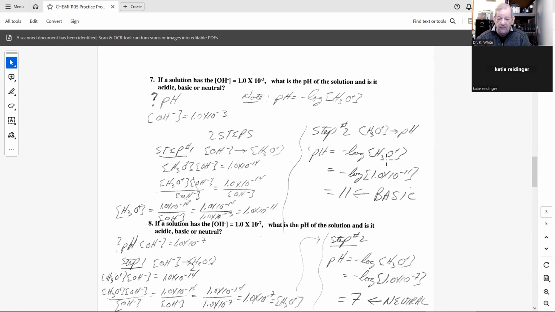And we put that in there. When H3O plus is 1.0 times 10 to the minus X, the pH is X. In this case, X is 11, the pH is 11. And the answer also, you have to know is that acidic, basic, or neutral.